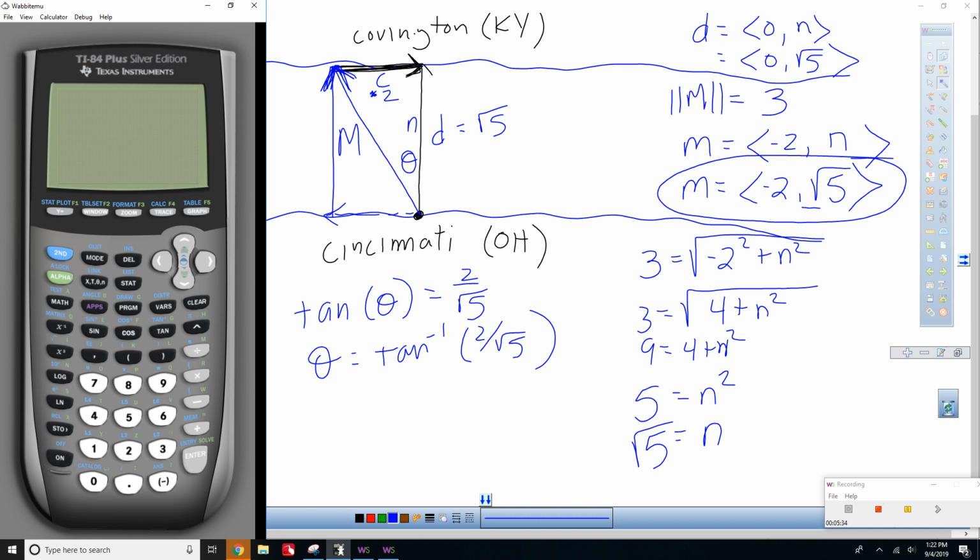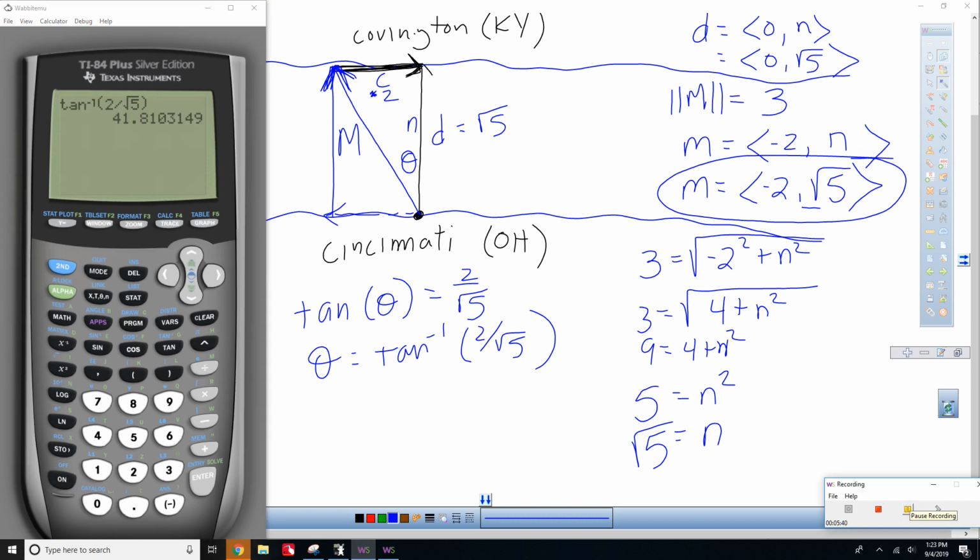Oh, here we go again, Tara. All right, there you go. The tangent inverse of 2 over radical 5.